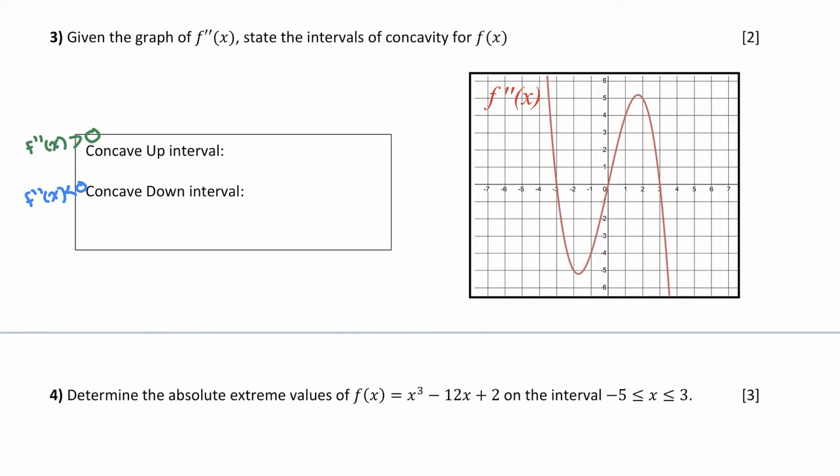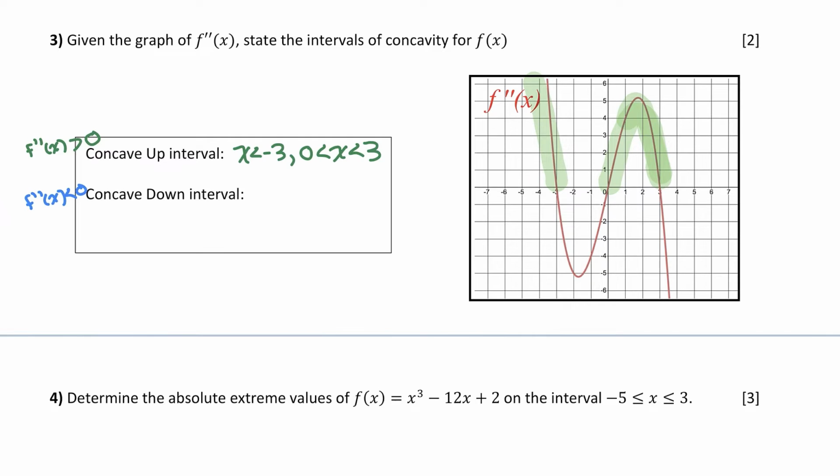The second derivative is positive when x is less than -3 and also between 0 and 3. So I know those are the intervals where the original function would be concave up. And when is f of x concave down? It's concave down when the second derivative is negative. It's negative between -3 and 0, and also when x is bigger than 3. So I'll write those intervals.